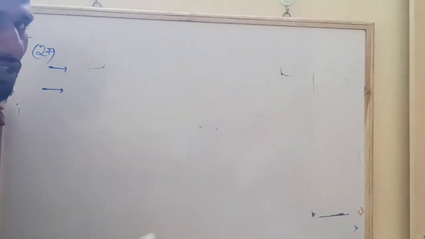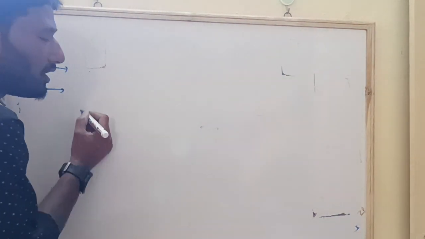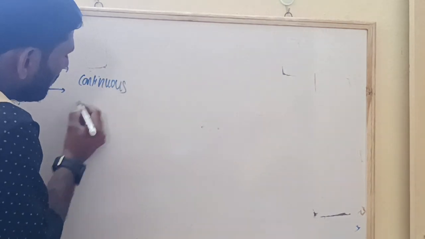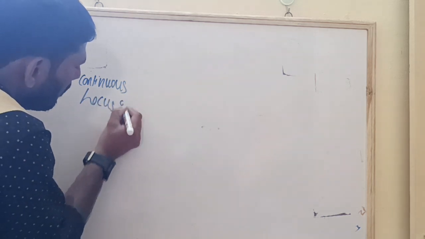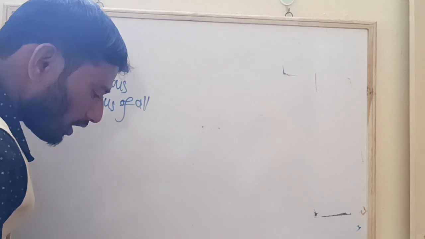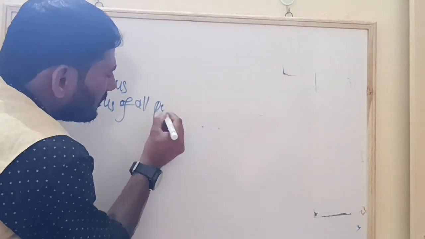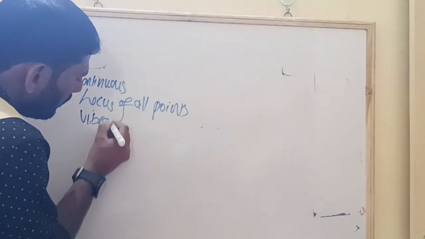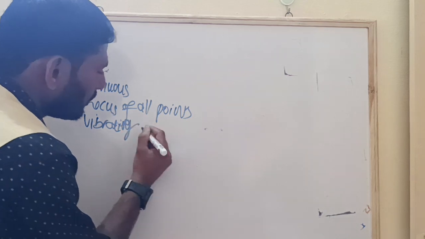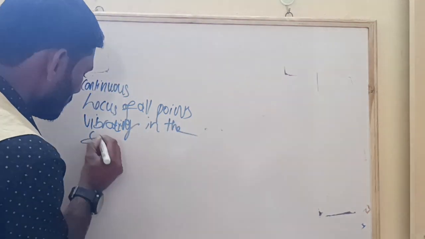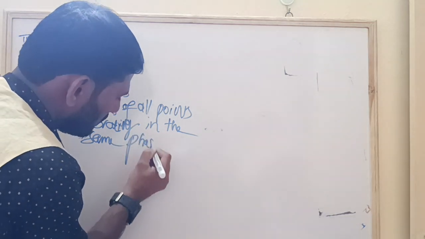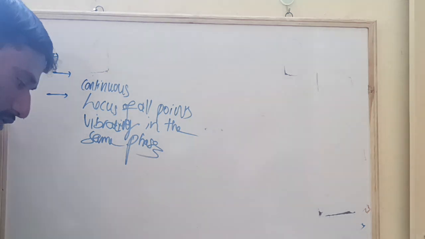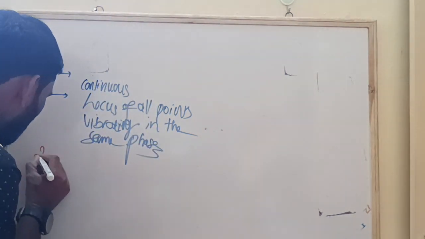And here we also need to know the wavefront definition. It is a continuous locus of all the points vibrating in the same phase. Continuous locus of all points vibrating in the same phase, that is called the wavefront definition.